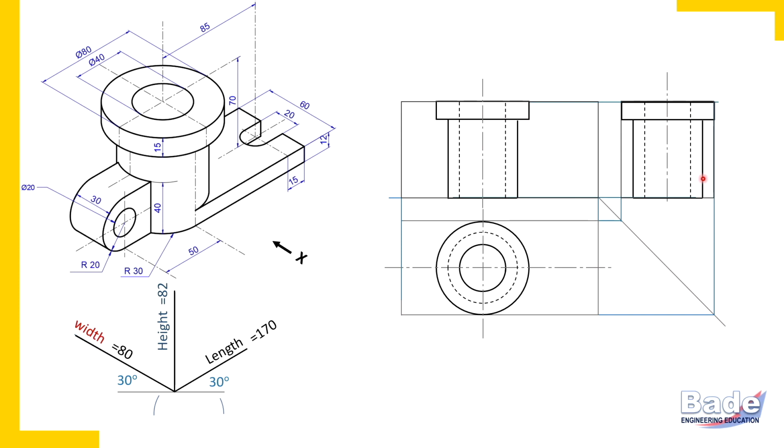Try to understand. In the last video, we drew orthographic views of that given block by checking principal surfaces and principal edges. And in this problem, here we can separate parts of the object.